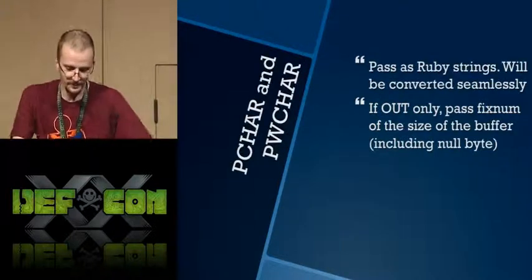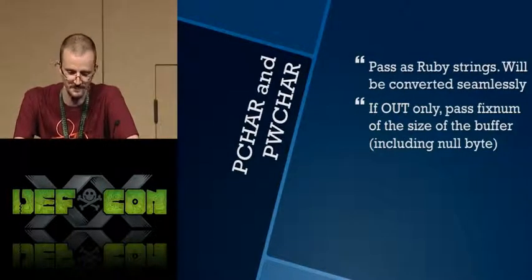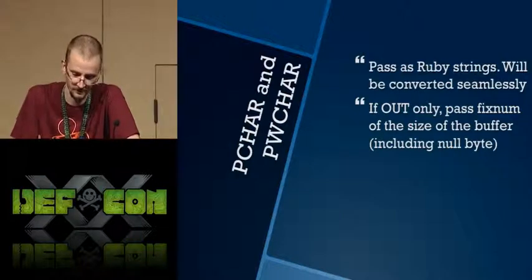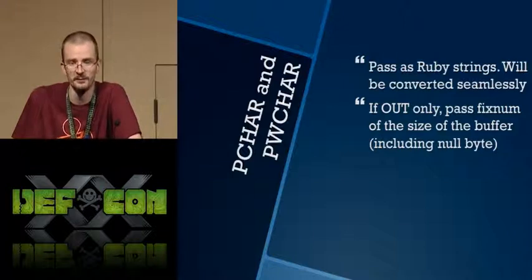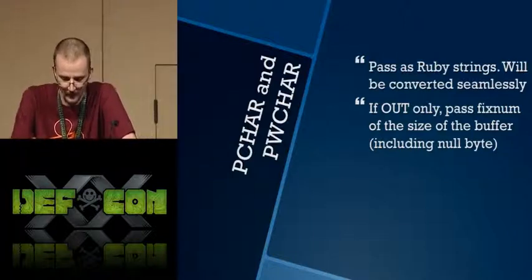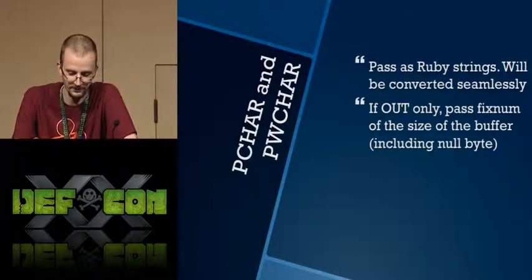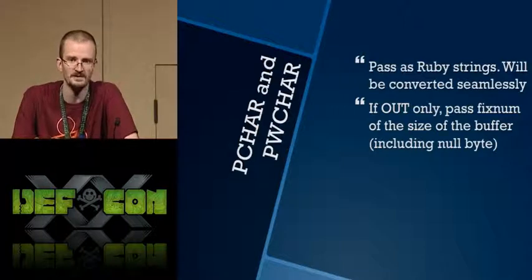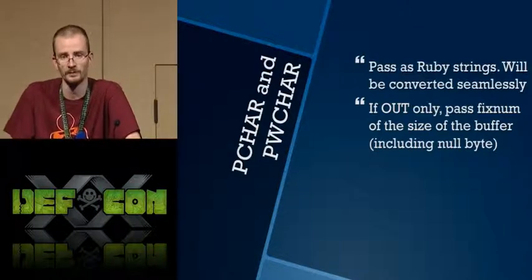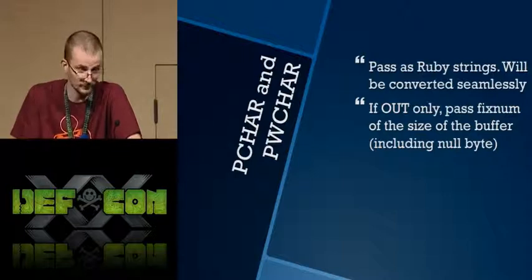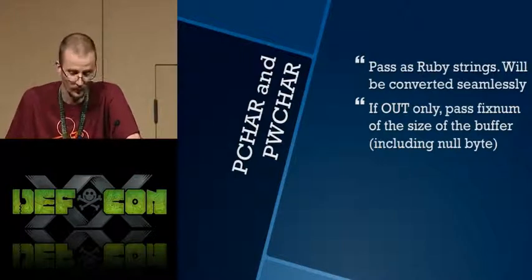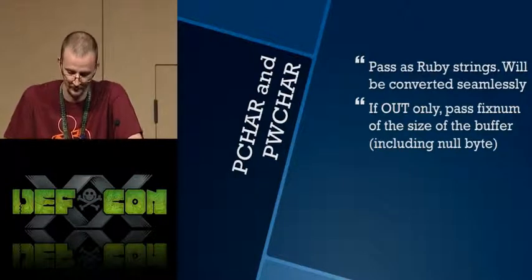Then we have, of course, PCHARs and PWCHARs, which are pointers to characters and wide characters. Same thing, we pass the data, so we're passing it strings. And again, if it's an out-only parameter, then we pass it the size of the buffer that we want it to occupy. And that includes the null byte. So you have to watch that. You can get off-by-one errors there.